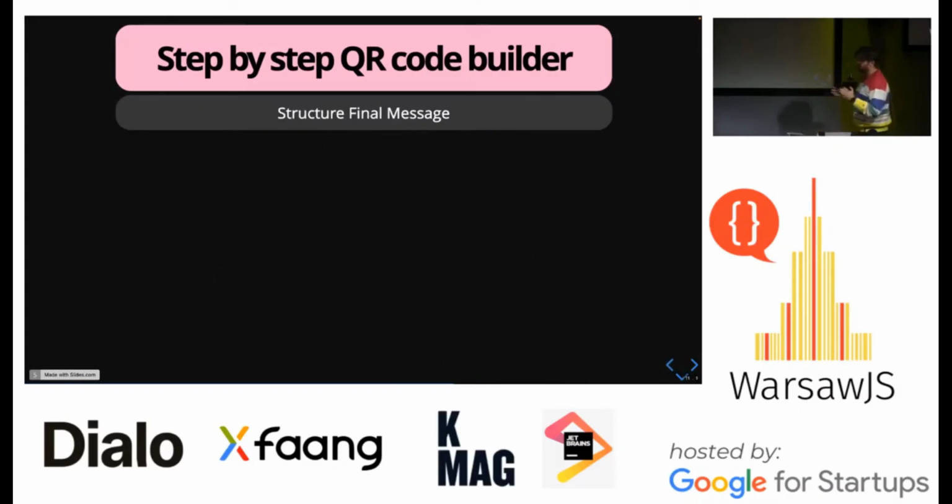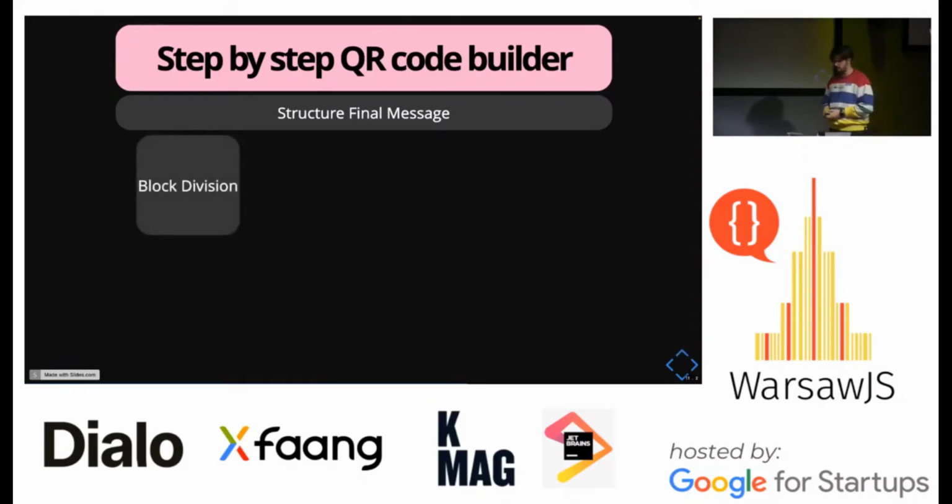So now we have our blocks of data. We know how the process of creating error correction codes works. So now is the time to structure the final message. But structuring the final message is also not as simple as we might think. Firstly, we create block division. Block division depends on the version of the QR code, but the simple meaning is that we take our message, which is the data, and split it into blocks.